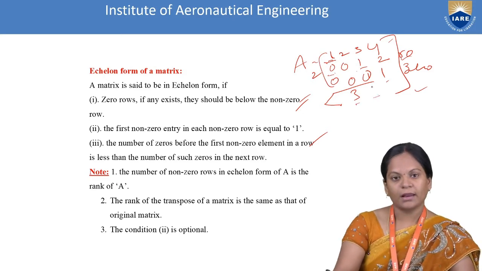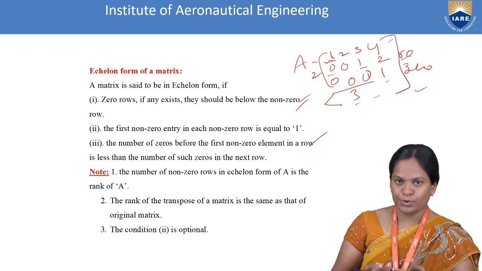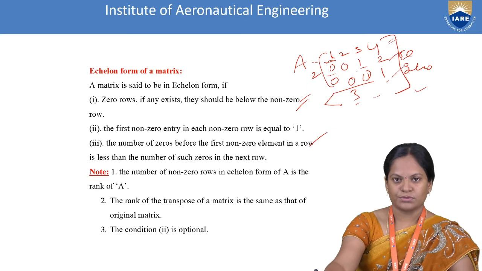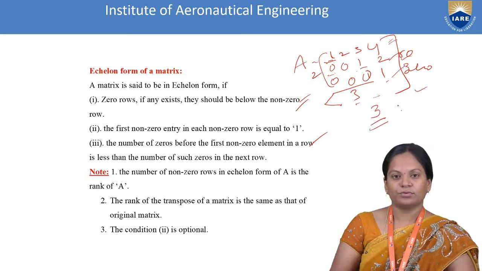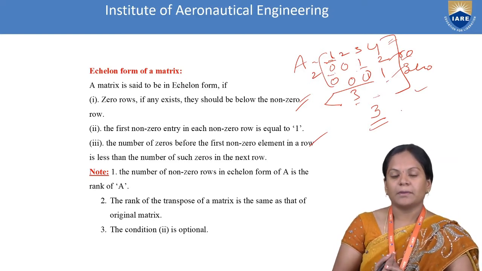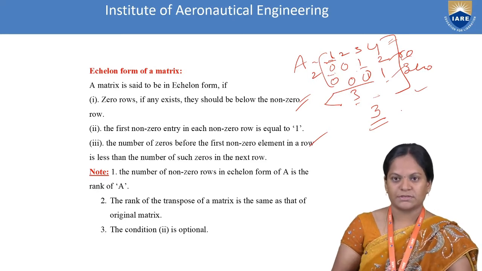So now which is an echelon form, and finally we take the number of non-zero rows. How many non-zero rows are here? 3 non-zero rows. The rank is nothing but 3 here. Like this, we have to change the given matrix into echelon form. Finally, the number of non-zero rows indicates the rank of the given matrix.